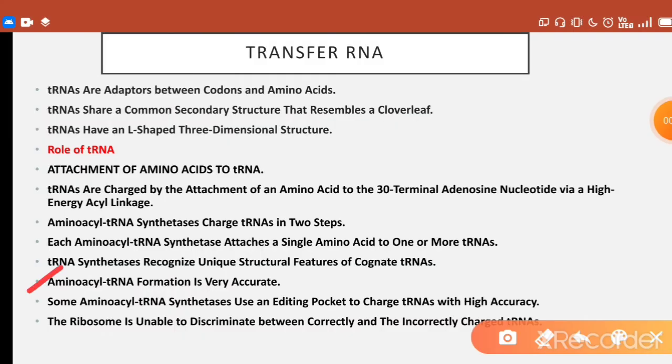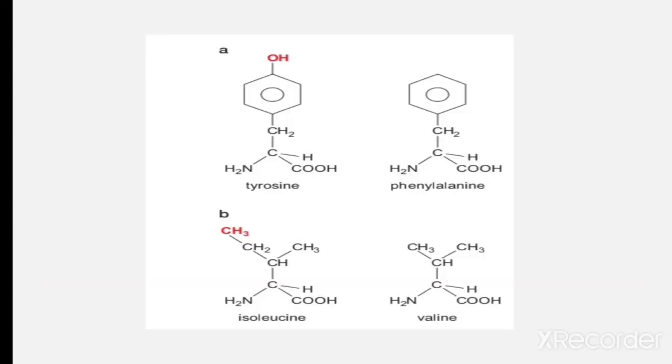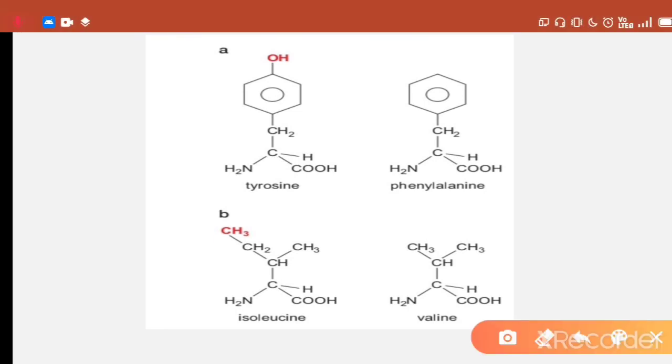Now come to our next point, that aminoacyl tRNA formation is very accurate. Let us understand this with an example. The amino acids tryptophan and cysteine differ in size, shape and chemical group, but less than 1 in 1000 transfer RNAs is charged with an incorrect amino acid. A similar example is the amino acids tyrosine and phenylalanine, which are very similar looking, but the one difference is a hydroxyl group that is present in tyrosine and absent in phenylalanine.